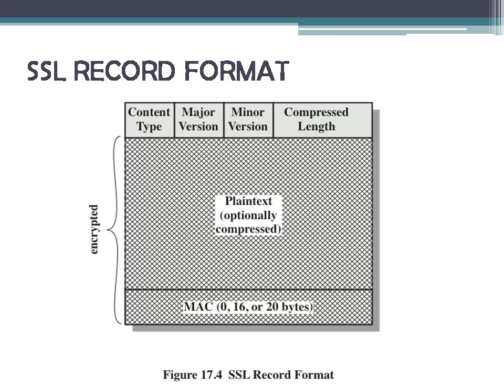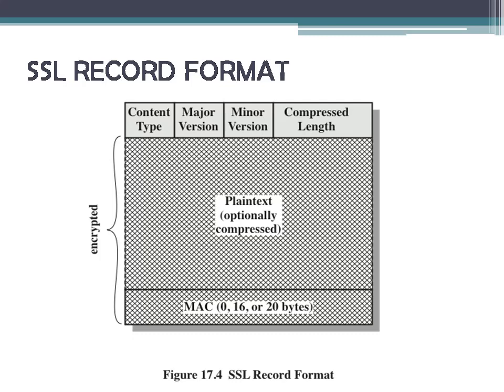Coming to the size, length and operation of each field, first we have the content type, which is 8 bits, and this is the higher layer protocol used to process the enclosed fragment which is encrypted. Next we have the major version, which is 8 bits, and this field indicates the major version of SSL in use. For example, if we are using SSL v3, the value is 3.